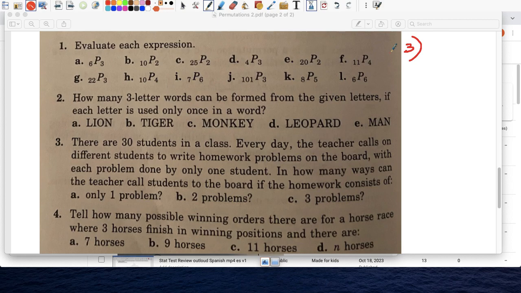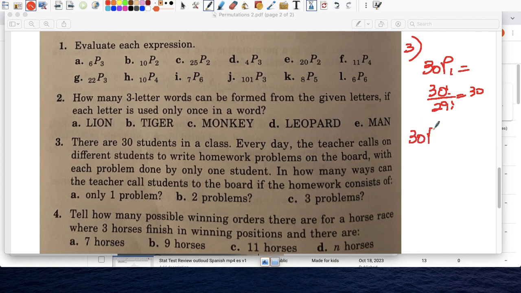Okay. 30 students in a class. Each day the teacher calls on different students to write homework problems on the board, with each problem done by only one student. How many ways can a teacher call students to the board if the homework consists of one problem? If there's only one problem and there's 30 students, right, she has 30 choices. So if you think about this, it's going to be 30 factorial over 29 factorial, which is going to be just 30. If there's 2 problems, then she has a choice of 2.